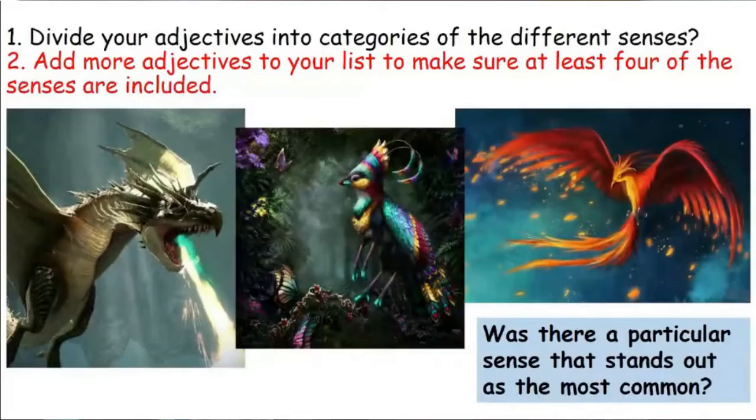Try and organise your adjectives into different categories, so group them. Have you got adjectives connected to sight, sound, taste, touch, smell? And here's your challenge. If you've only covered 2 of the senses, I want you to see if you can hit at least 4 senses. And you can be as imaginative as you like. Pause the video while you do that.